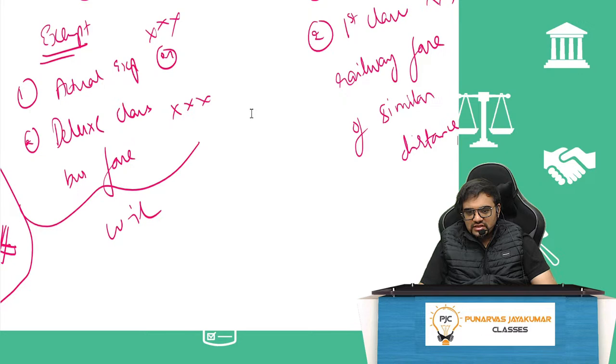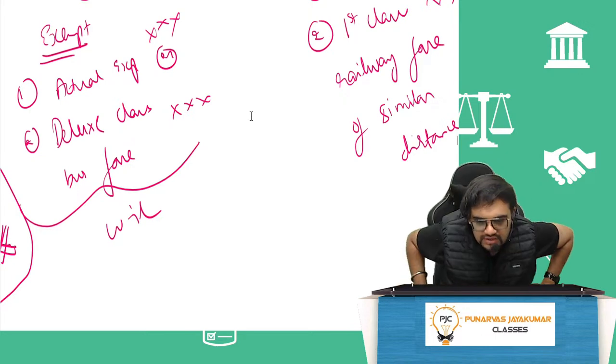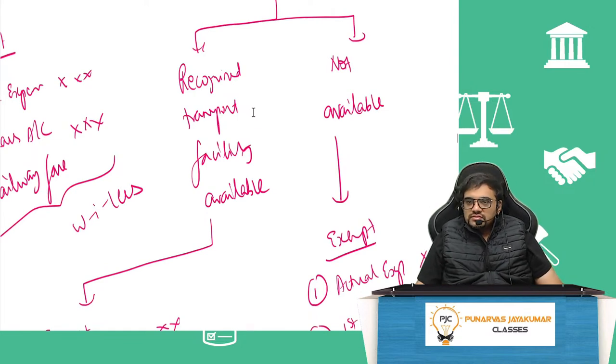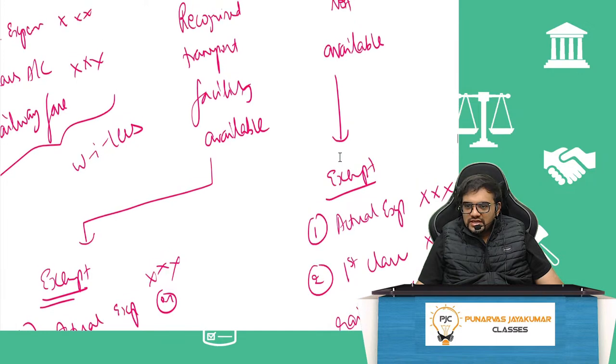Which means if a bus is there or deluxe class, whatever bus fare deluxe class you'll get, whichever is less. So if nothing is available, you want to go to the Himalayas and do meditation there, where there is no motorable road at all, some hilly area you want to go.